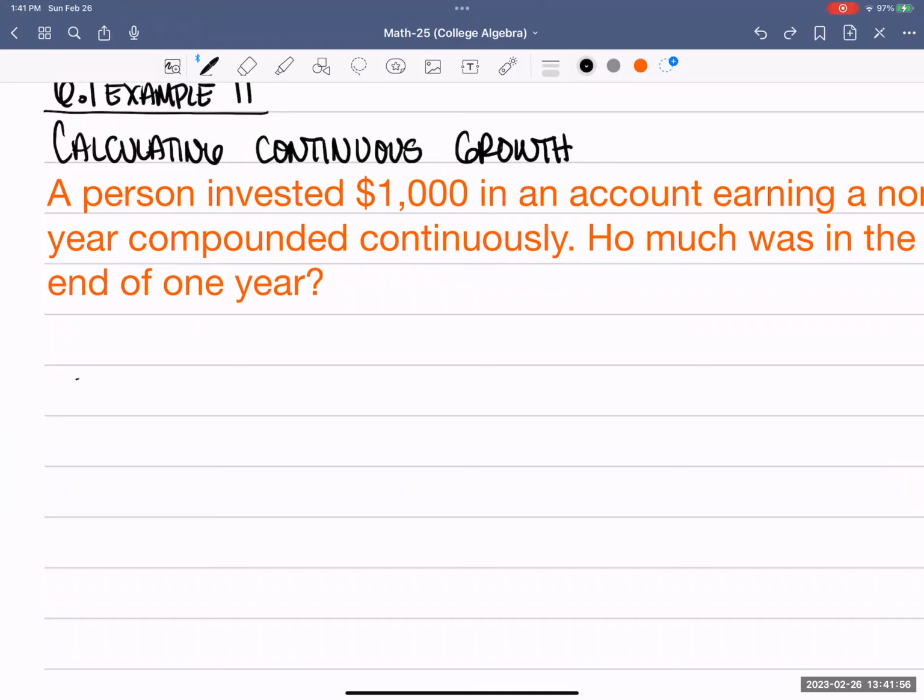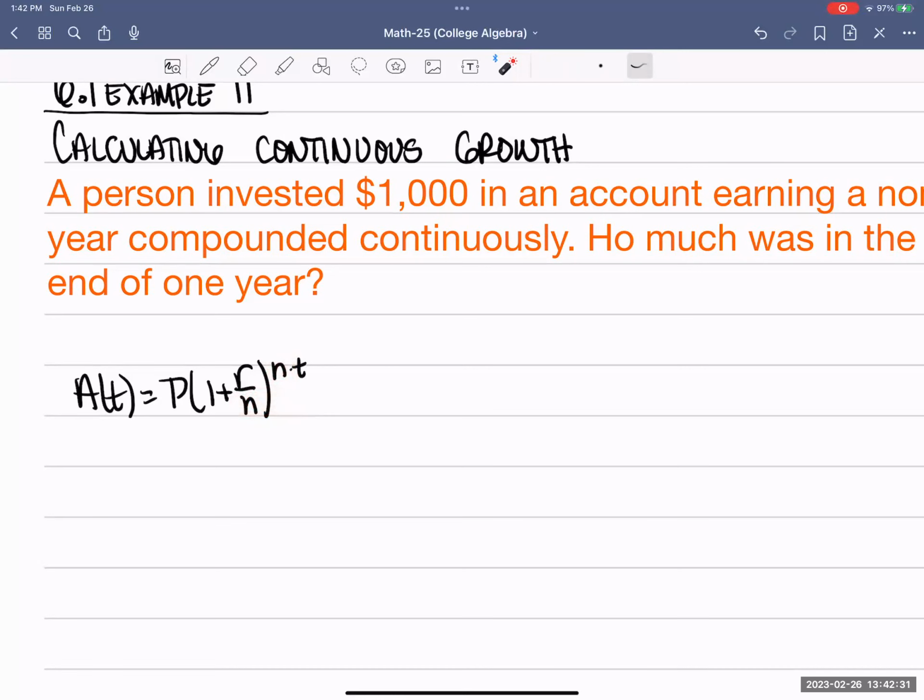A of t is equal to P times (1 plus R over N) raised to the power of N times T. Here we're compounding N times a year. So monthly it would be 12, annually would be 1, daily we would have 365.25 for N.